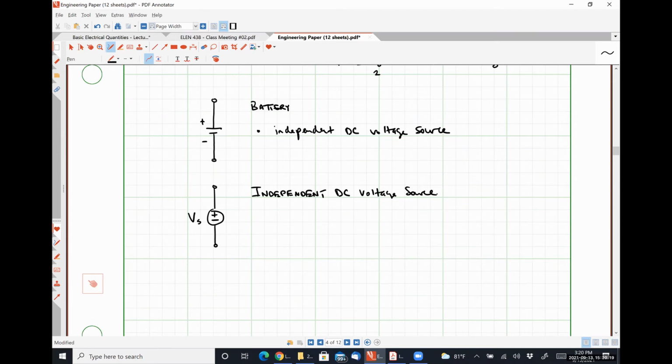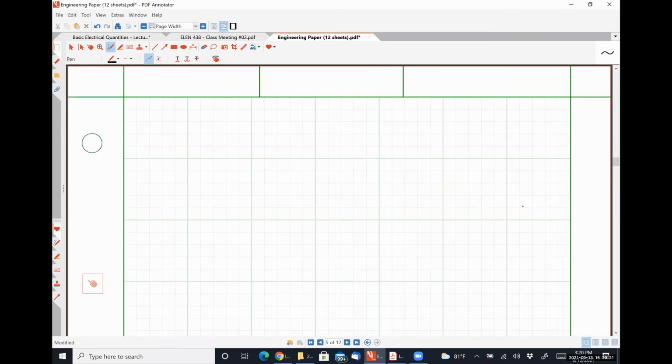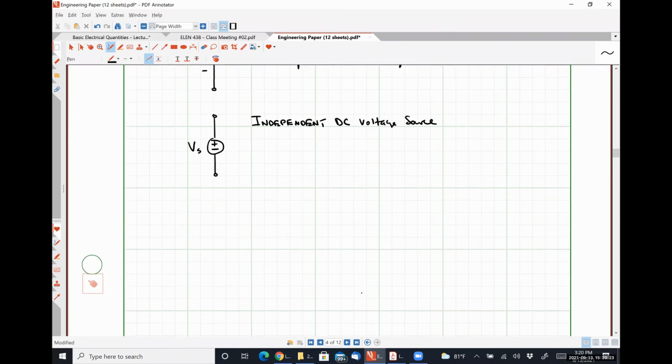Our AC current source, or excuse me, AC voltage source is effectively the exact same symbol, except that now there's another squiggle in it, letting us know that the voltage varies with time.